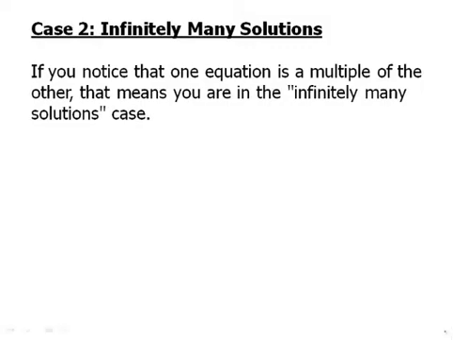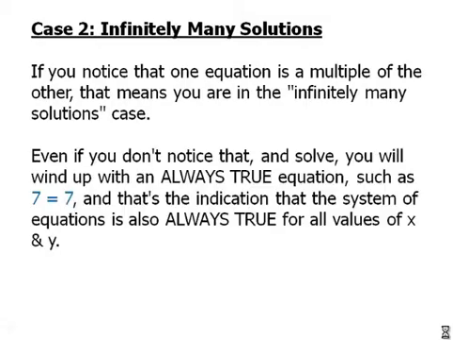If you notice that one equation is a multiple of the other, that means you are in the infinitely many case. Sometimes you can just spot that. Even if you don't notice that and solve, you'll wind up with an always true equation. You wind up with something where all the variables drop out, and you just get something like 7 equals 7, something that's always true. When you get something that's always true, that's an indication that the system of equations is also always true for all values of x and y. So this is the infinitely many solutions case.